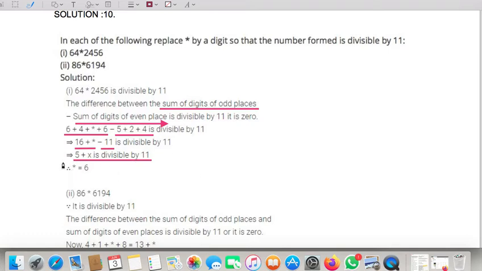What can we make it? We can make it 11. How can you make 5 into 11? We will have x equals 11 minus 5, which comes out equal to 6. So that is what it is, students. All of you need to understand it very clearly. No other possibility is there. So this is the solution for question number 10.